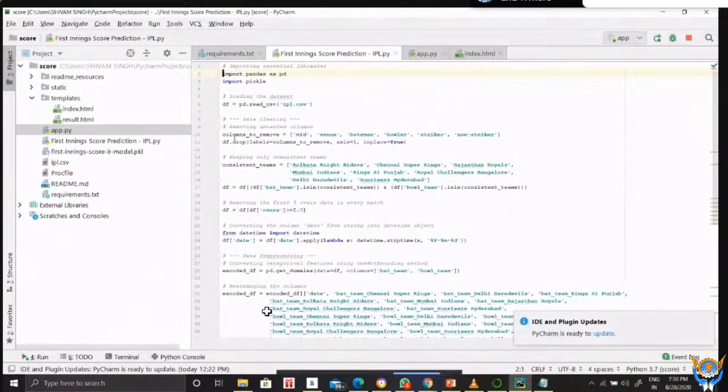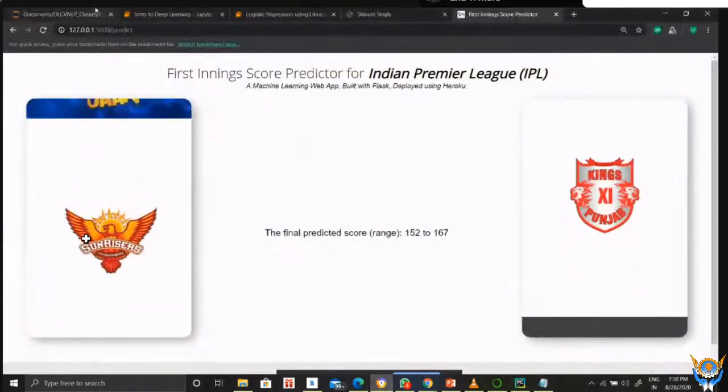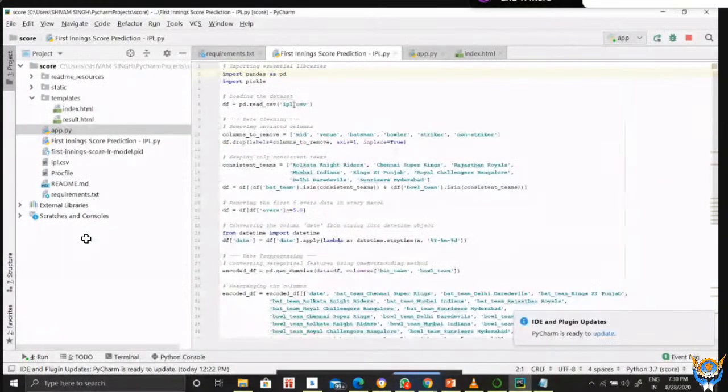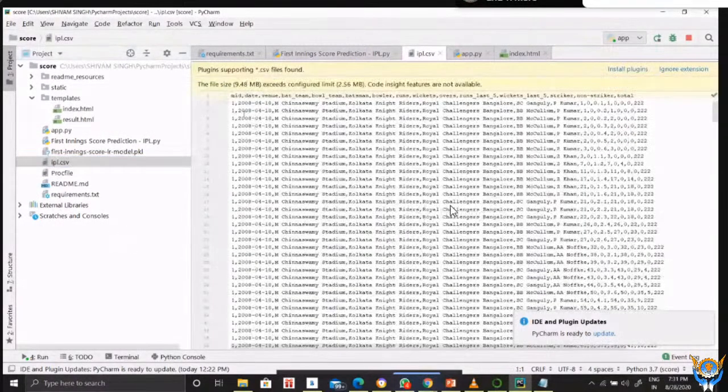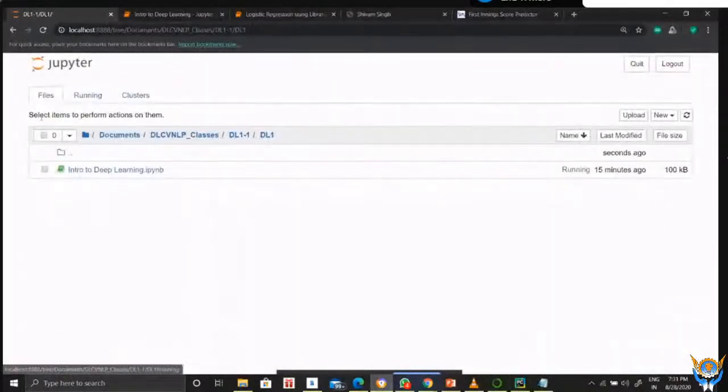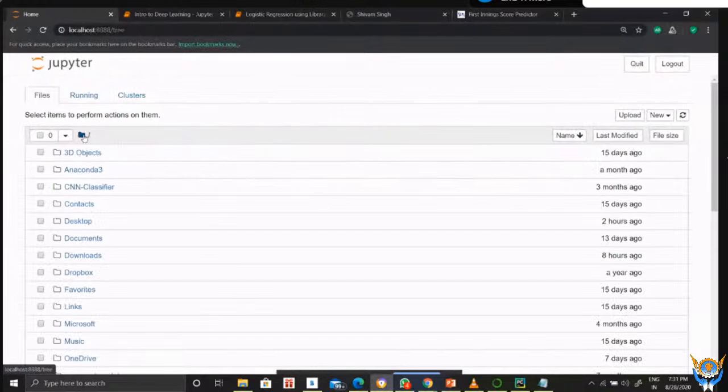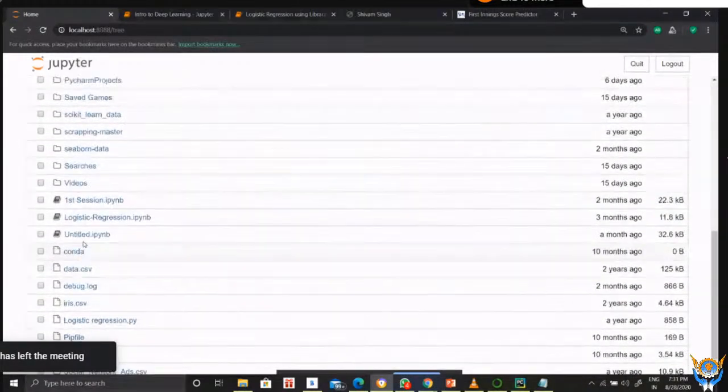Now in this code, basically this is your IPL.csv. IPL.csv is basically your CSV file. If you want to see it, this is your CSV file. CSV means comma separated value. So this file contains, one second guys, I will show you in a more proper manner. So this is our Jupyter notebook, and on this notebook we have to do all the work.